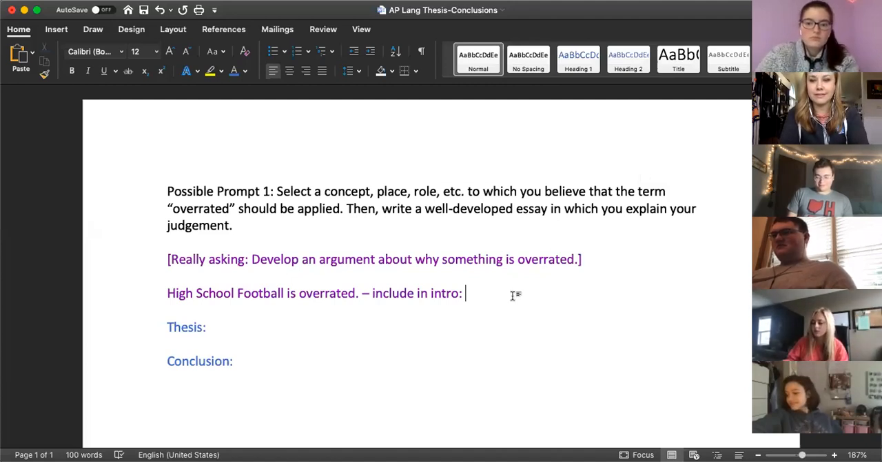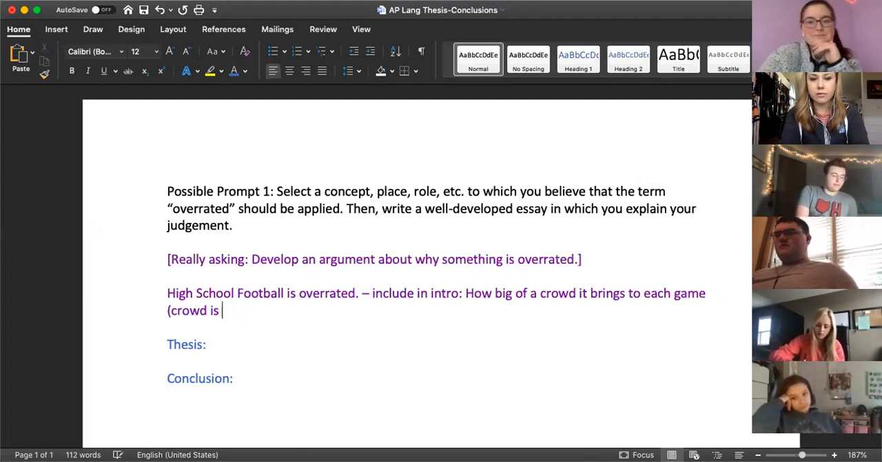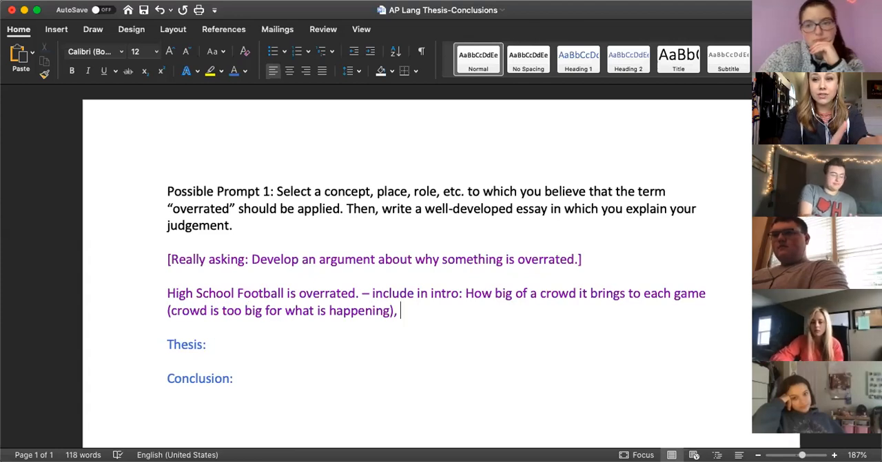Okay. I think an important thing is how big of a crowd it brings to each game. Okay. Suggesting that possibly the crowd is small? Or do you think that too many people come for what's happening? Yeah. Okay. And these are actually good pieces of support, so maybe as part of your claim, you would talk about these different things.